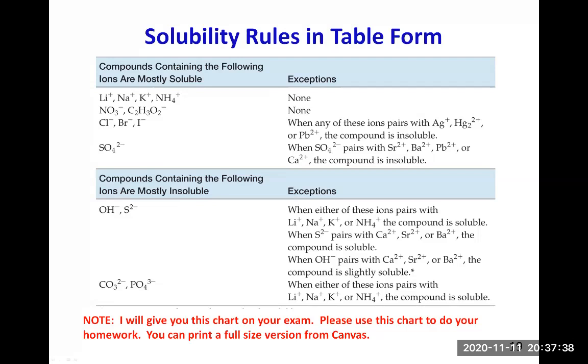And the other one was CuCO3, the carbonate. Carbonate is listed among the ions that are mostly insoluble, right? Let's look at the exceptions. The last line, where you have the carbonate and the phosphate, mostly insoluble. Exceptions: when either of these ions pairs with lithium, sodium, potassium, or ammonium, the compound is soluble. In our case, it's with copper, so copper is not an exception. So that means the carbonate will be insoluble.